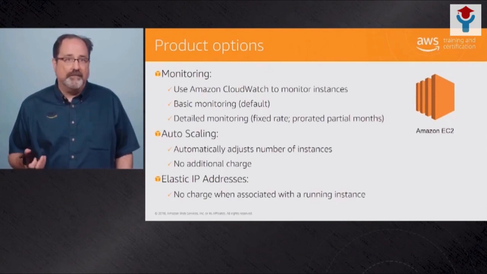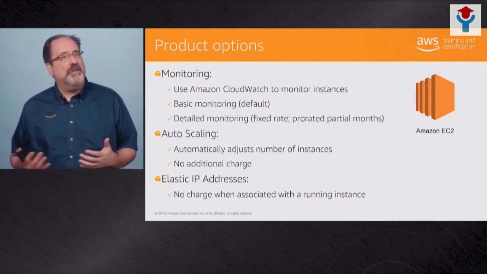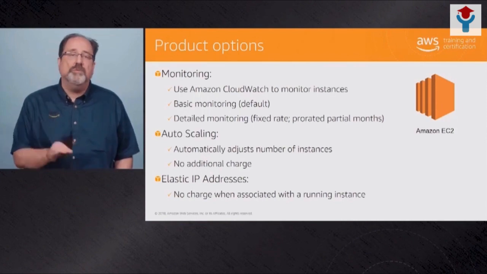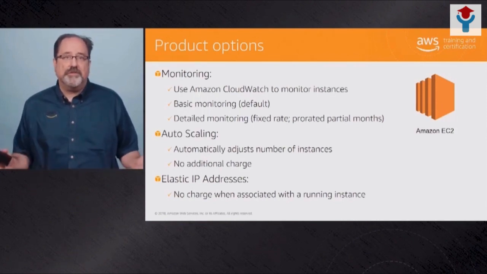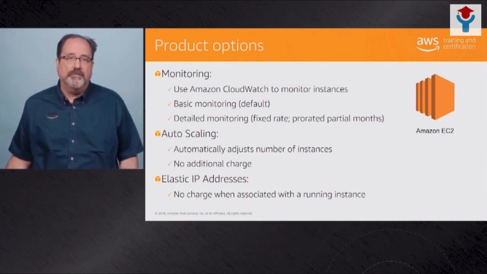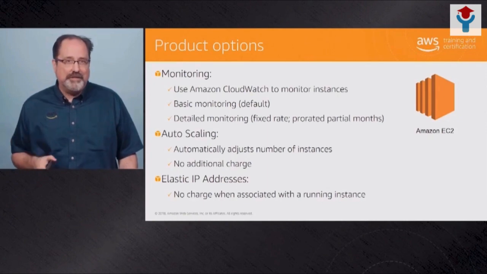For auto-scaling, we'll automatically adjust the number of Amazon EC2 instances in your deployment according to the conditions that you define. This service is available at no additional charge beyond the CloudWatch fees. For Elastic IP addresses, you can have one Elastic IP address associated with a running instance at no cost at all. As we look at operating systems and software packages, it's important to know the operating system price is included in your instance price.